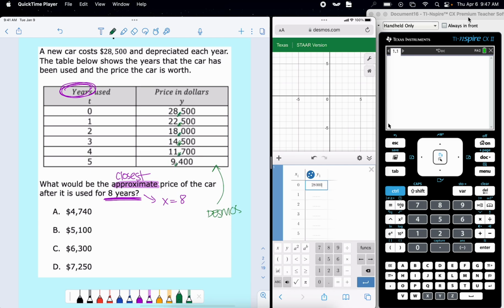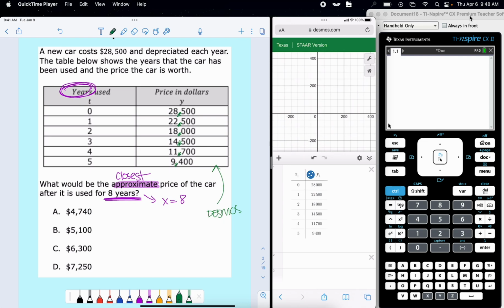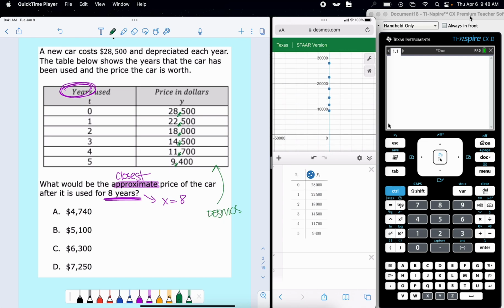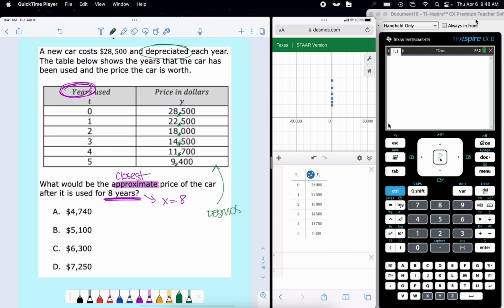Okay? Then you have 22,500. Then you have 18, 14,500, 11,700, 9,400. Then if we zoom out a lot, it kind of looks like a line, but we know it says depreciate, so we know this means exponential.